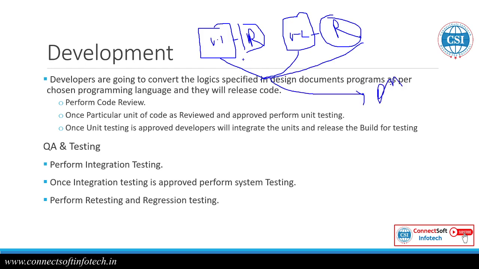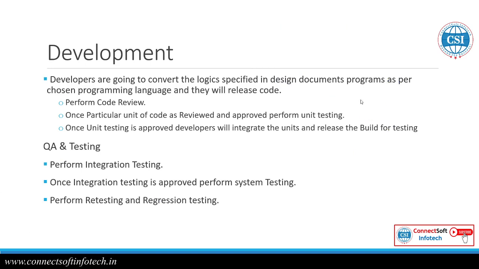So it performs the code writing, unit writing, then unit testing, then review, and then they are integrating it, ready for sending to the QA team for further testing. So here the smoke testing and sanity testing will start from the QA team. Perform the code review. Once the particular unit of code is reviewed and approved, then perform the unit testing for the single code. And once the unit testing is approved, the developers will integrate the units and release the build for the testing.